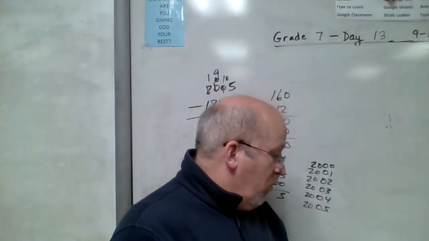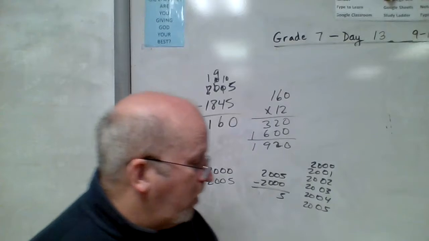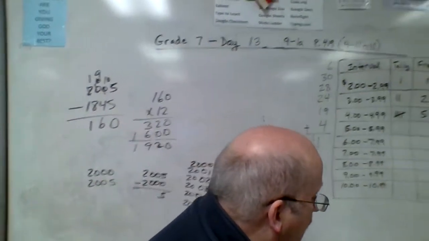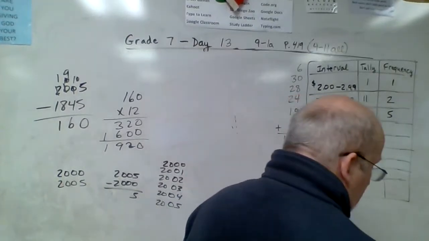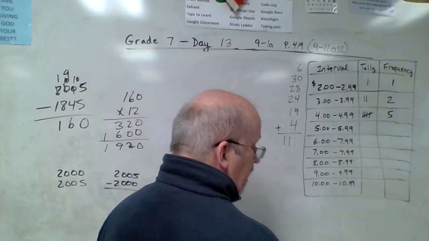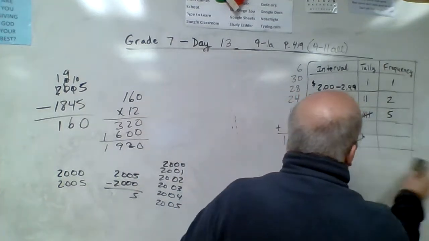Number 7, in a recent survey of 120 students, 30 students said they play baseball and 60 said they play soccer. If 20 play both sports, how many students do not play either baseball or soccer?